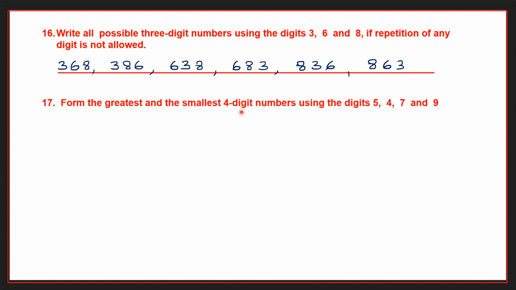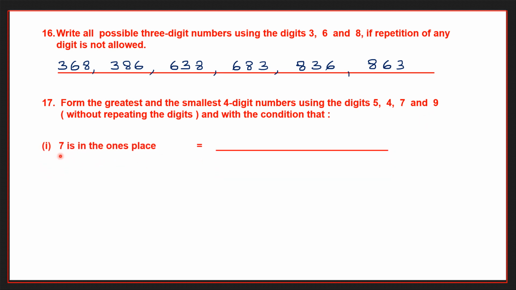Form the greatest and the smallest four-digit numbers using the digits 5, 4, 7 and 9 without repeating the digits and with certain conditions. So we have to form the greatest and the smallest four-digit numbers using 5, 4, 7 and 9. But what are the conditions? Let's see. First condition is 7 is in the ones place.